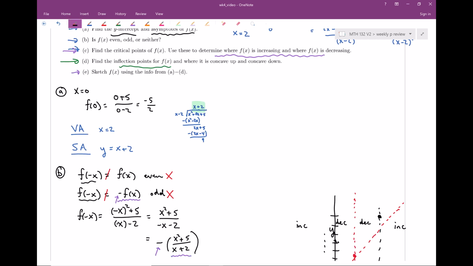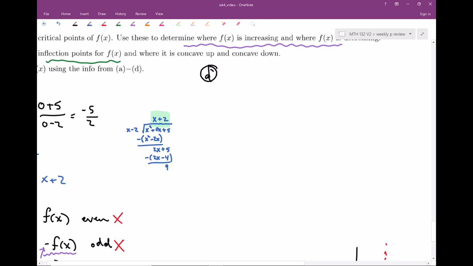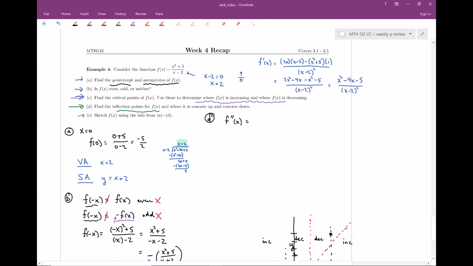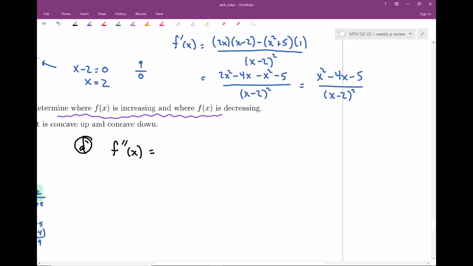The first step here, let me use some room over here for D, is going to be to calculate the second derivative. That is the derivative of the derivative. So let's go back to our first derivative, and you're going to need to calculate the derivative of this. So go ahead, pause the video, try to get as far as you can. I'll do the same thing, and then we'll talk over the answer.